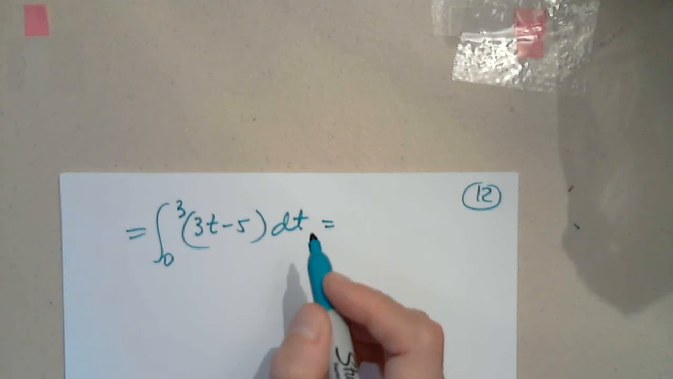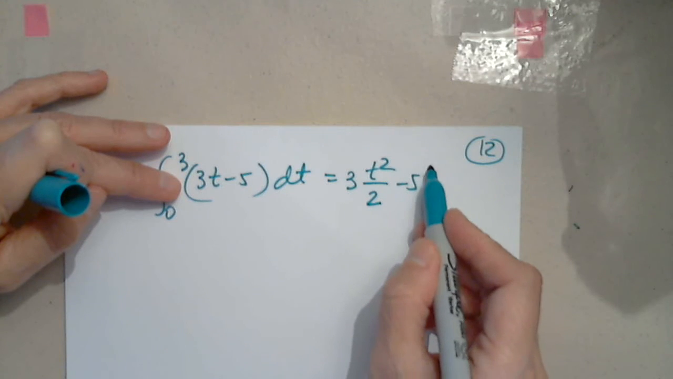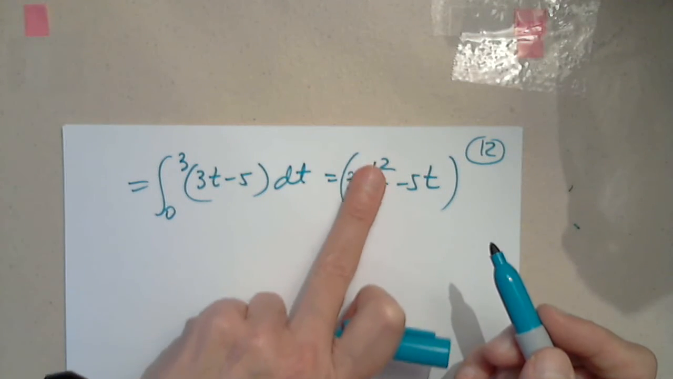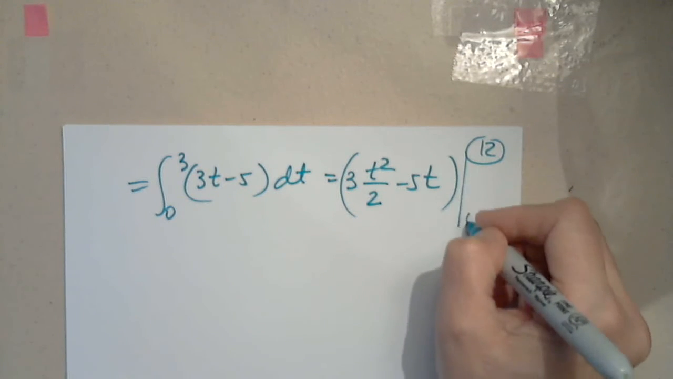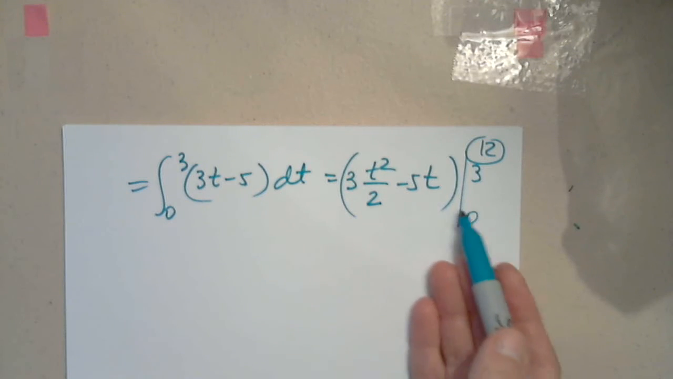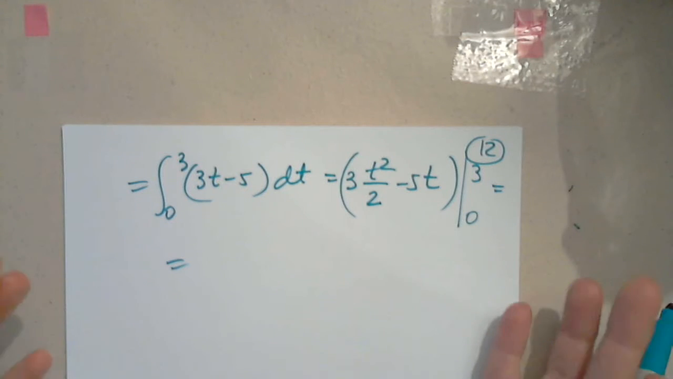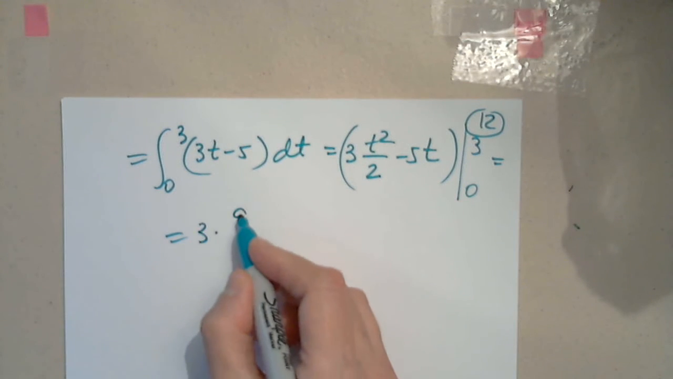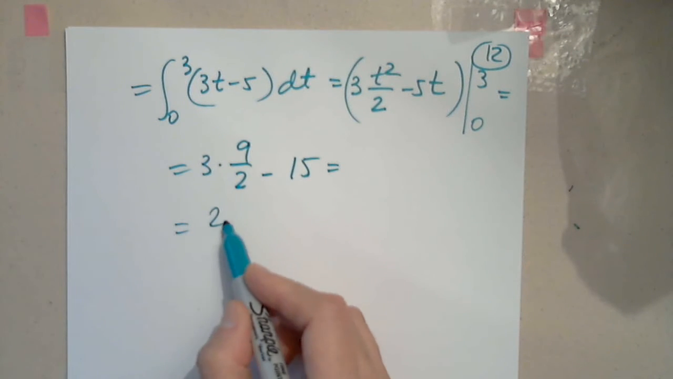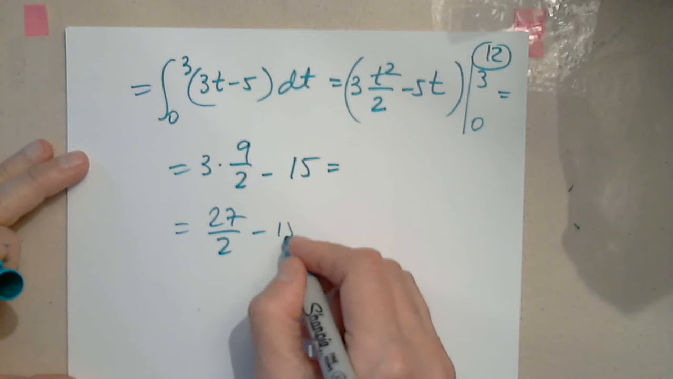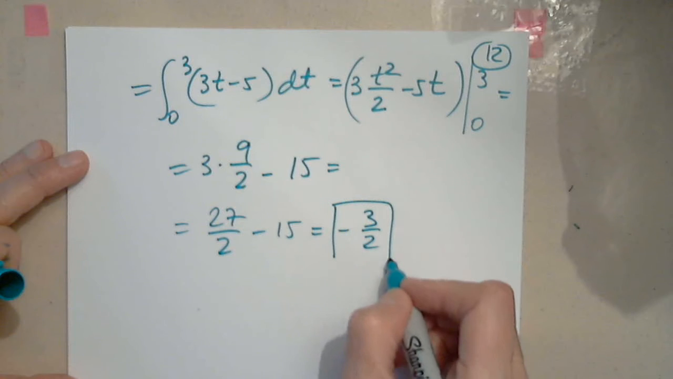And we know how to determine the antiderivative. So this is 3t squared over 2 minus 5t, because when I differentiate this function, I get 3t, and when I differentiate this function, I get negative 5. And of course, from 0 to 3. I love it because when I plug in 0, I don't have anything. So I can only plug in 3: 27 divided by 2 minus 15, which is negative 3 divided by 2.